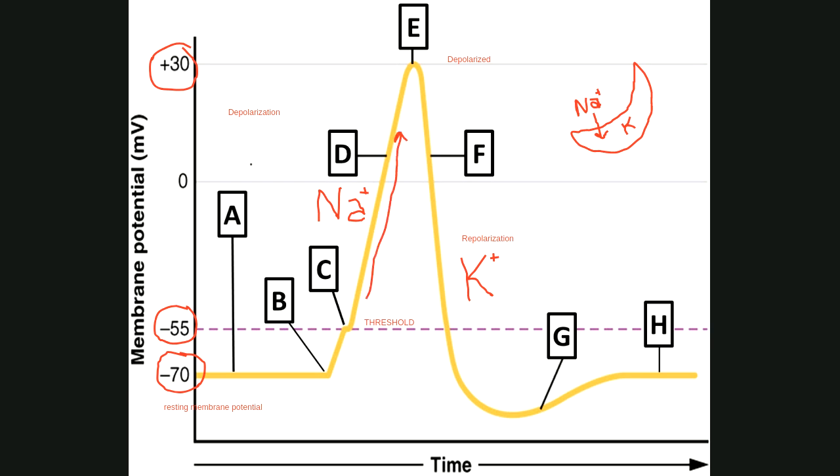When we talk about the movement of potassium, potassium is going to leave my cell, and it's going to take its little positive charge with it. That's what helps us to get that charge back down. So potassium leaving and sodium coming in.